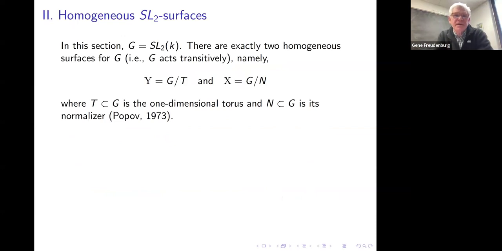Okay, so with that background, I want to turn my attention to homogeneous SL2 surfaces first, and then after this, I'll talk about threefolds. So in this section, I want to fix the notation where G is SL2. There are exactly 2 homogeneous surfaces for G, which is to say G acts transitively on those surfaces, namely the quotient of G by T and the quotient of G by N, where T is a one-dimensional torus and N is its normalizer in G. This goes back to an early result of Popov.